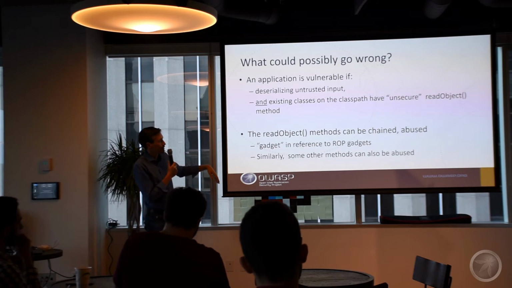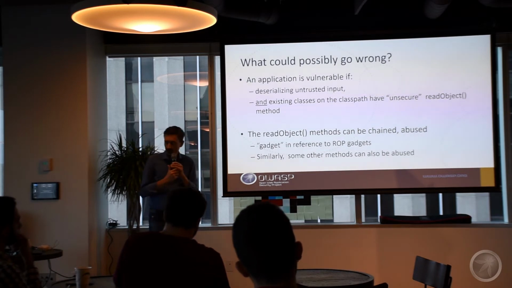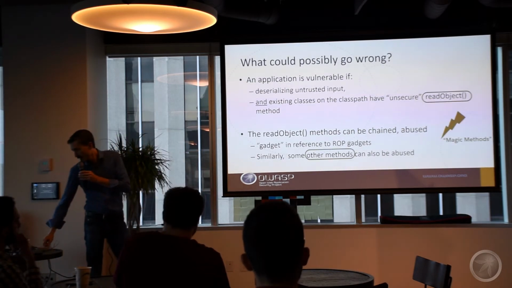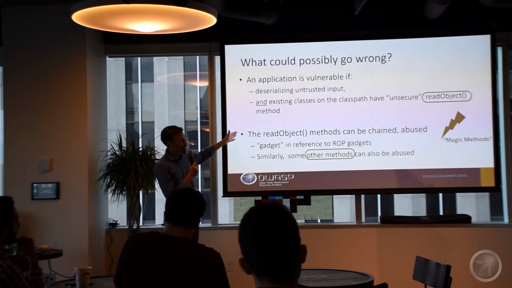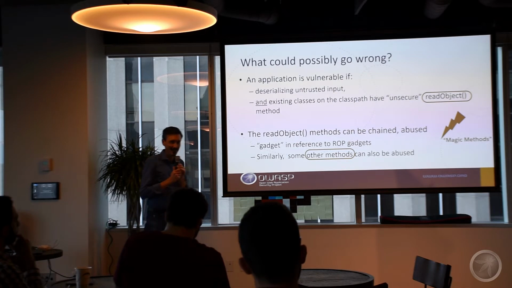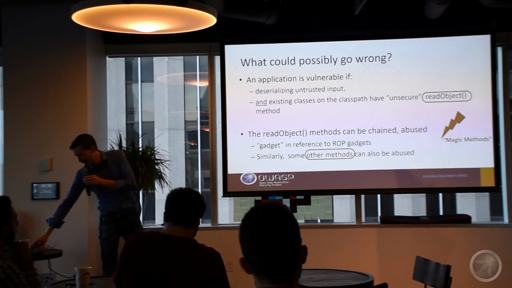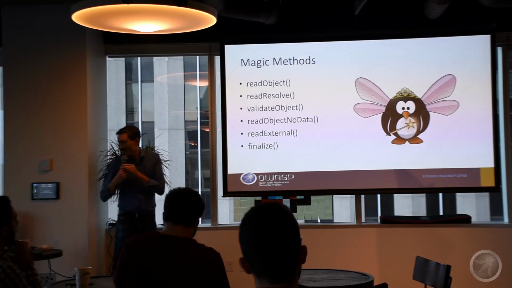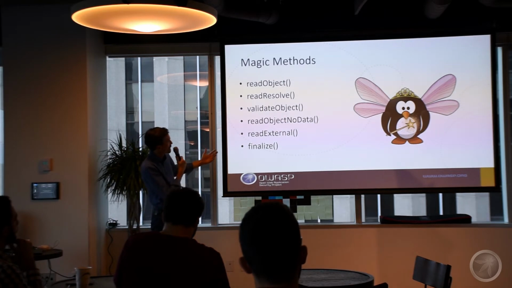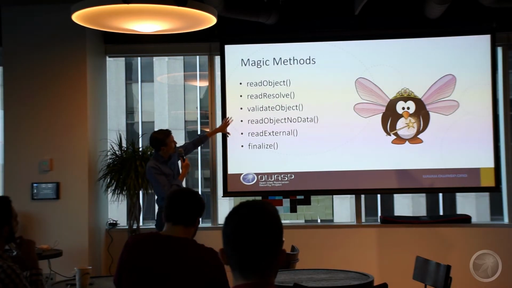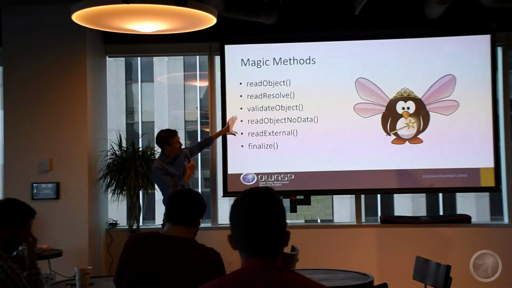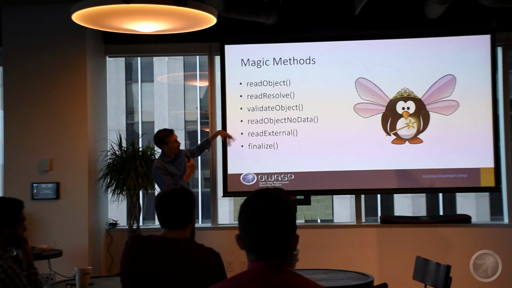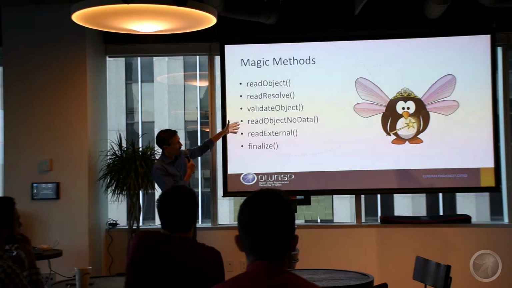I mentioned readObject, but there are a few other ones. Collectively, we call readObject and some other methods I'm going to define later the magic methods. Doesn't require any mushroom. So these are the magic methods. These first five here, if they are defined on a class, whenever you try to deserialize an instance of that class, they will be automatically triggered, right?